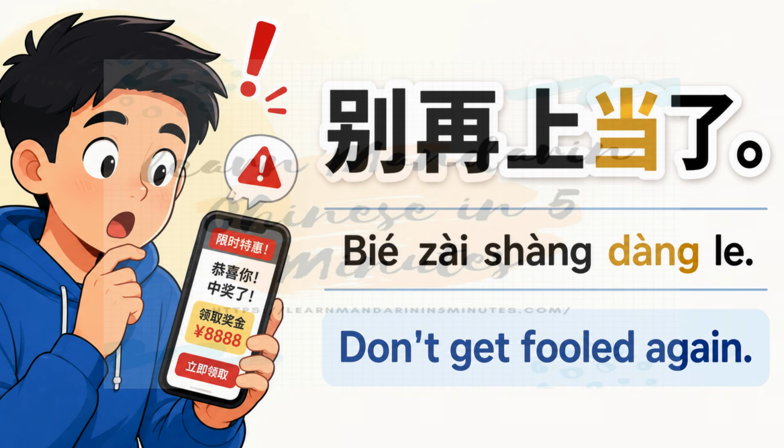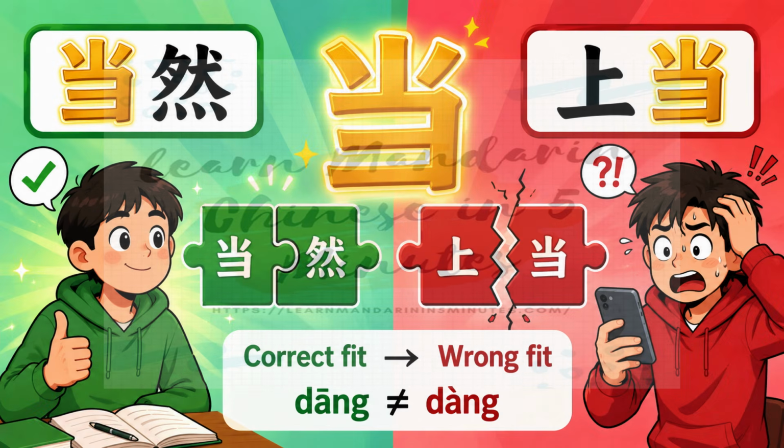It's more like you accepted the wrong thing as true. You believed the wrong match. You treated something fake as real. That is why 上当 is 当 and not 当. It belongs to the matching or treating as side. But this time the match is wrong. That is the surprise. 当然 feels natural. 上当 feels embarrassing. But both are common. And now you know why they are pronounced differently.